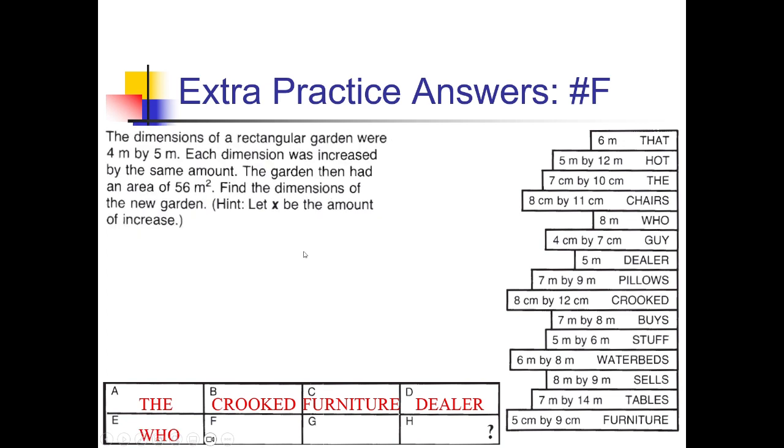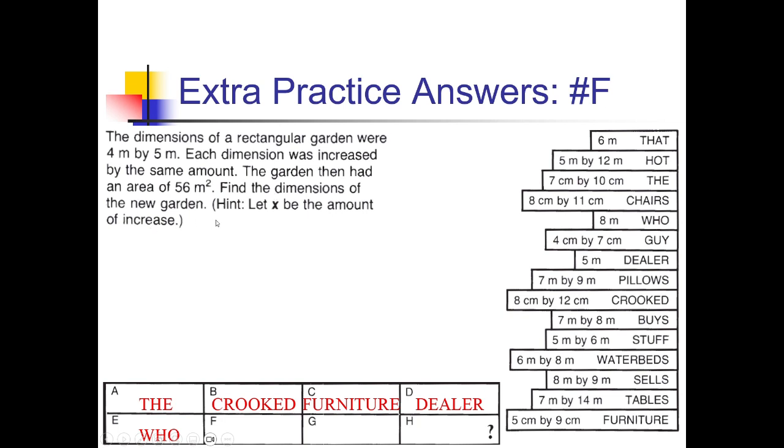For this F problem, dimensions of a rectangular garden were 4 by 5. So they're giving us the original dimensions, and then each dimension is increased by the same amount. And then the garden had an area of 56 meters squared. We want the dimensions of the new garden. And they even gave us a hint, let X be the amount of increase.